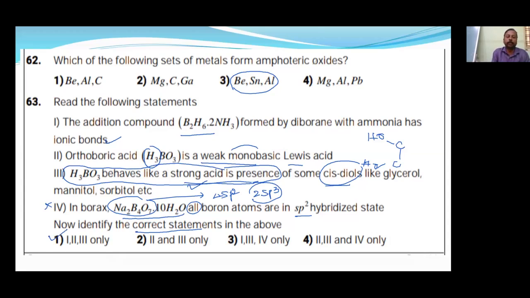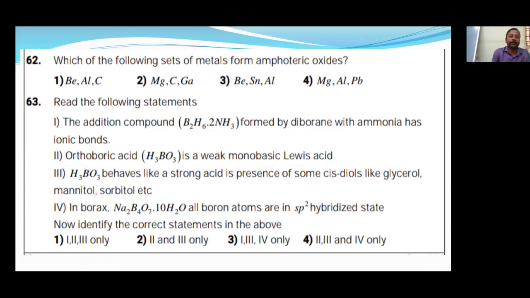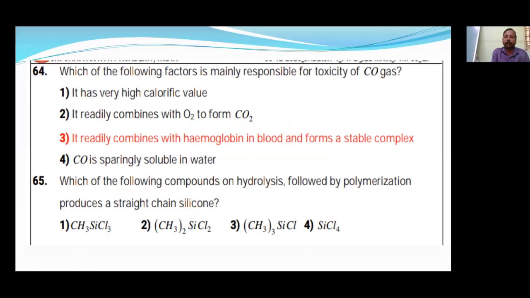Now let's go for the next question. Are you ready? Okay, next. Which of the following factors are mainly responsible for toxicity? Oxygen carrying capacity reduced. Understood? So C option is correct, because it readily combines with the hemoglobin.